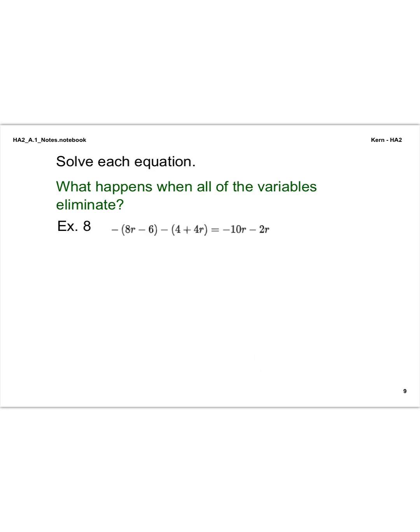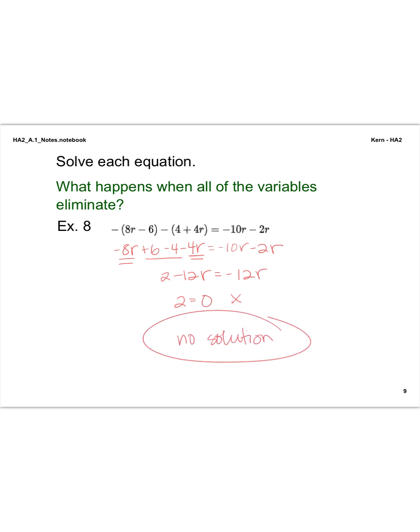All right, so see if you can figure this one out. We're going to distribute the negative and then distribute the negative again. Combine our like terms. So that's 2, and that's negative 12, right? And then we have negative 12r here. So I'm going to add 12r to both sides, so I end up getting 2 equals 0 because my 12r's cancel out. This is not true, so we can conclude no solution. Again, this is your answer, not this.